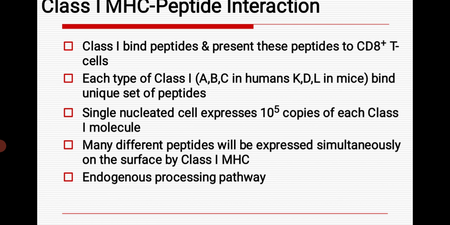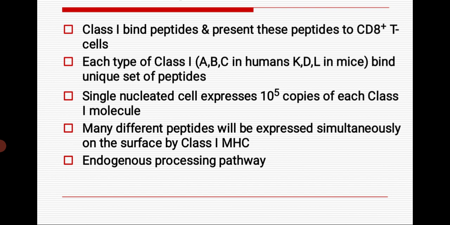Each type of class first molecule has three further regions: in human A, B, C, and in mice K, D, L. A single nucleated cell expresses 10 raised to 5 copies of each class first molecule. Many different peptides will be expressed simultaneously on the surface of MHC first molecule, and the MHC first molecule processes the antigen by an endogenous pathway or a cytosolic pathway.